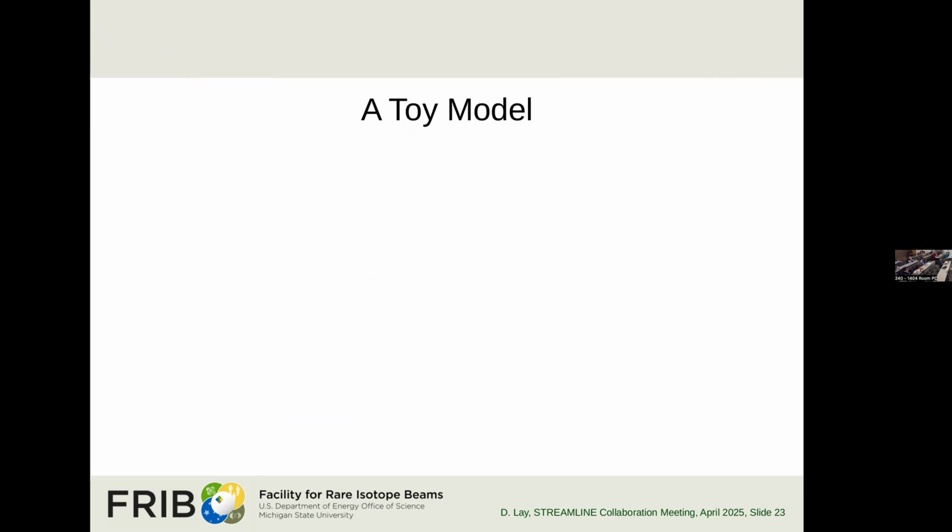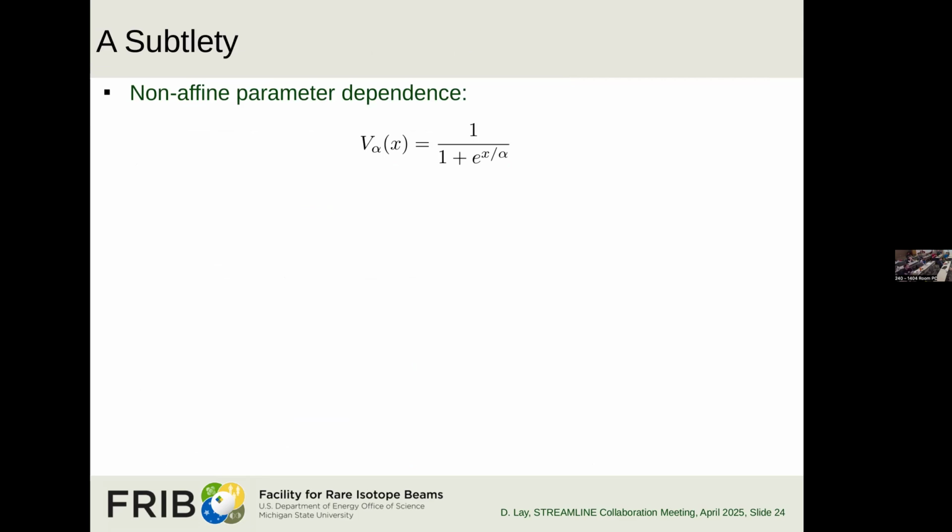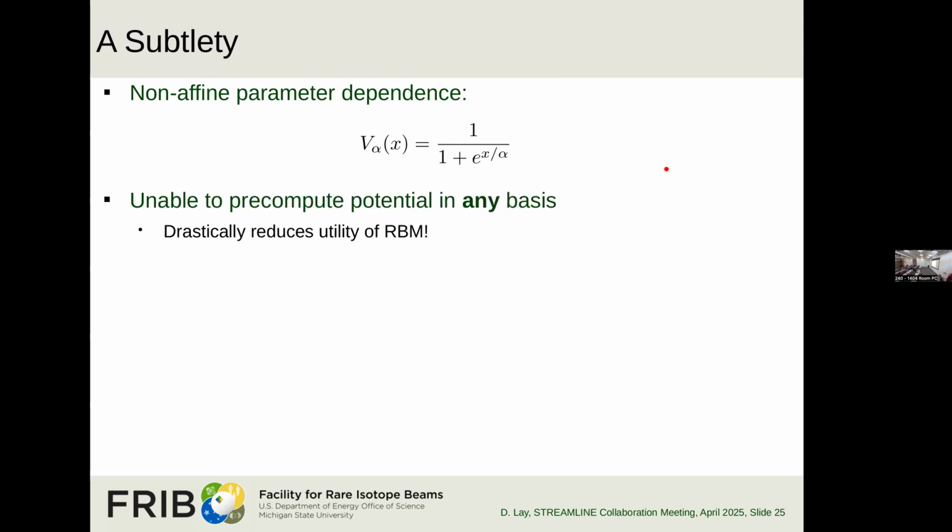So the problem we want to solve is this self-consistent one. And before I get there, I want to point out a subtlety to you. Suppose you're interested in solving a problem with just this Wood-Saxon potential here. The parameter you care about is this alpha parameter here, and it appears in a non-affine way.